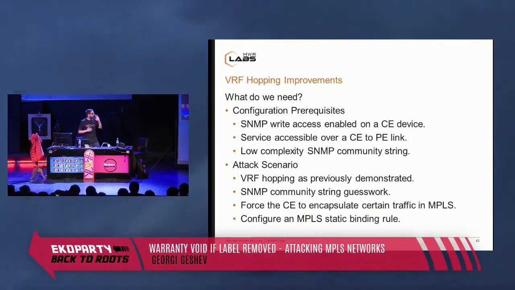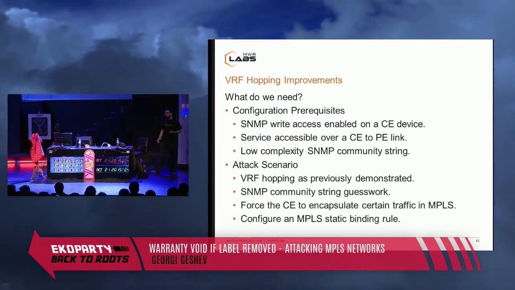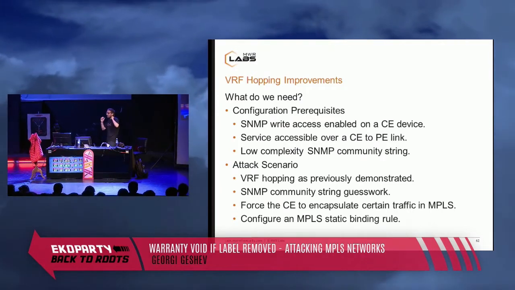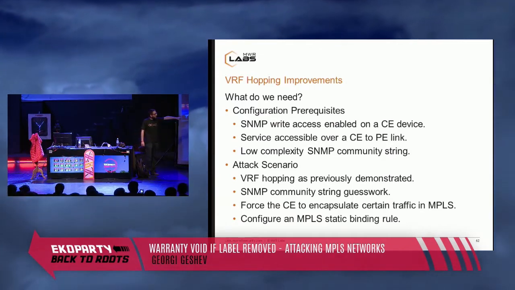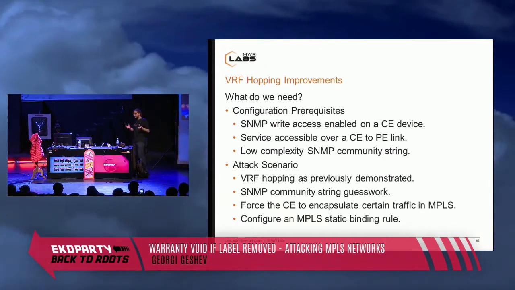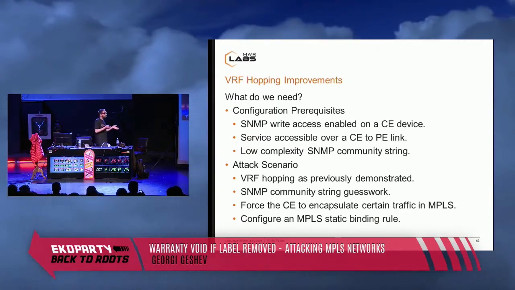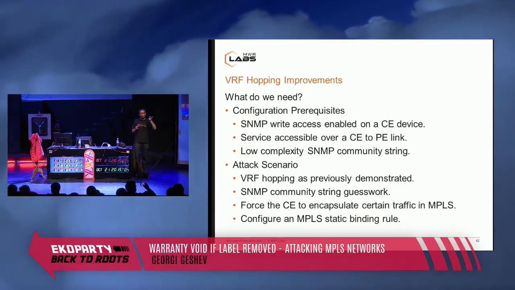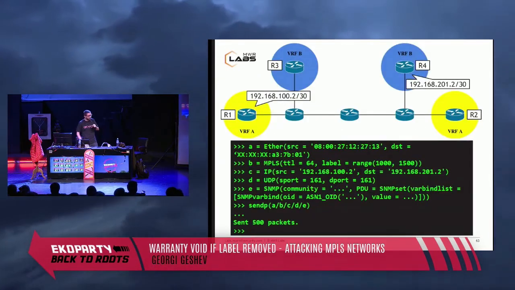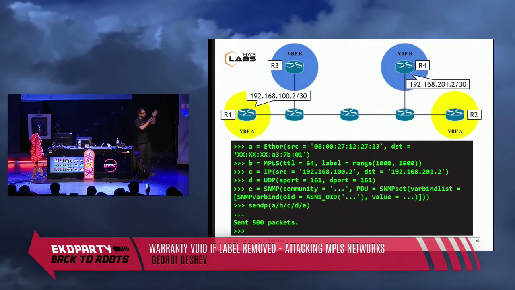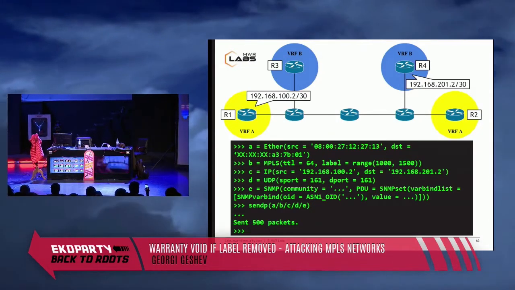So the attack scenario goes like this. We perform VRF hopping as previously demonstrated, or in this case, not demonstrated. We load a dictionary with SNMP community strings, and in case we have an idea about the remote device vendor, we preload some management information bases for SNMP, extract the object identifiers that correspond to some configuration statements that would allow us to reconfigure this device, and we basically craft traffic as follows.